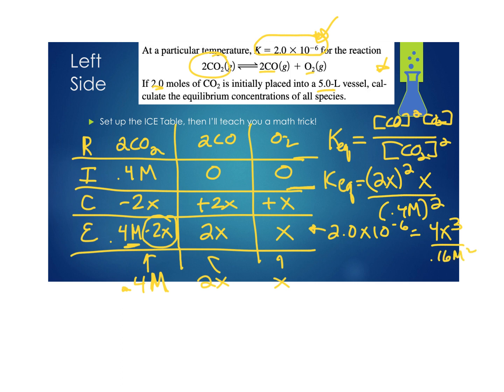Now I'm just solving for x in this equation. So we're going to have 2.0 times 10 to the negative 6th times 0.16 equals 4x cubed. Divide both sides by 4, and then take the cube root of that. If I do that, I get a value of x of 0.0043.